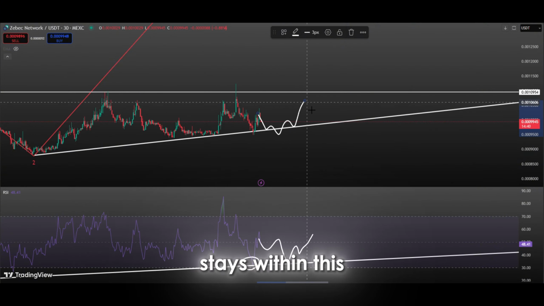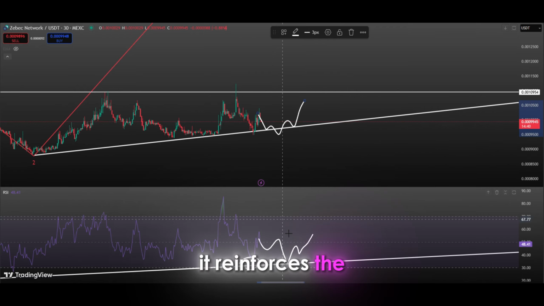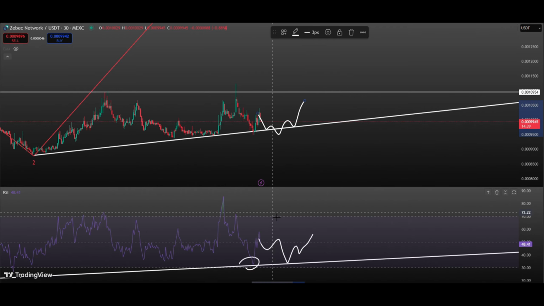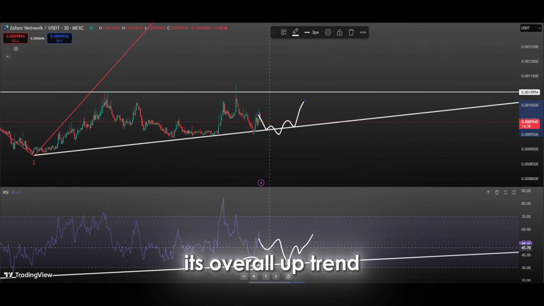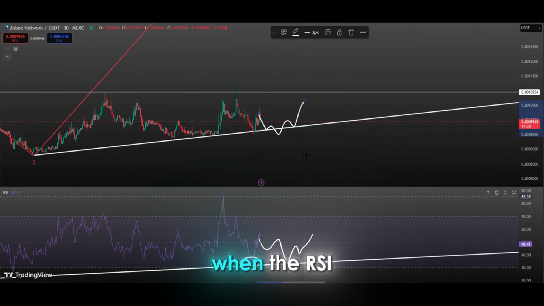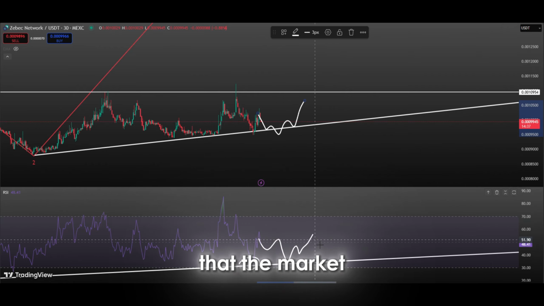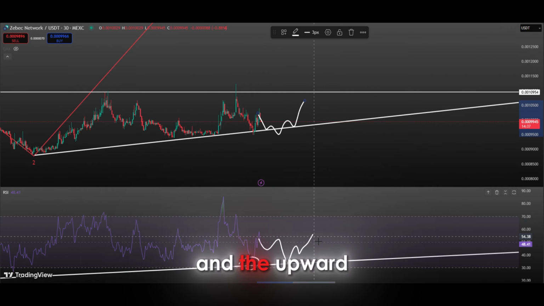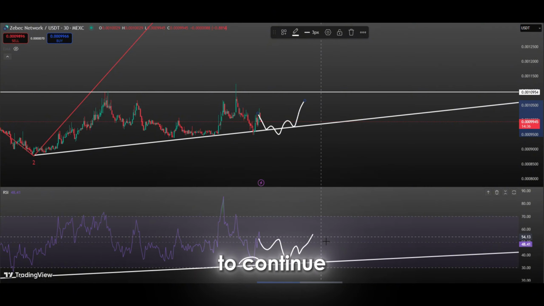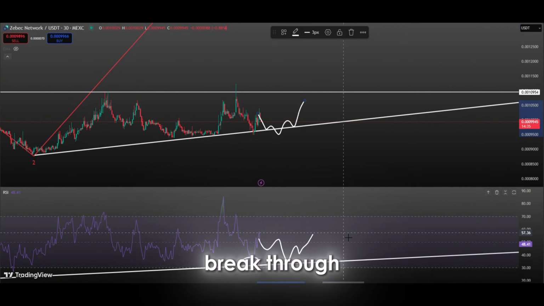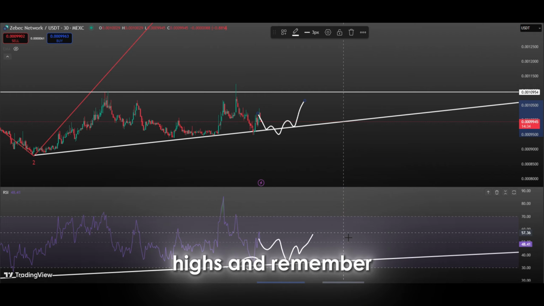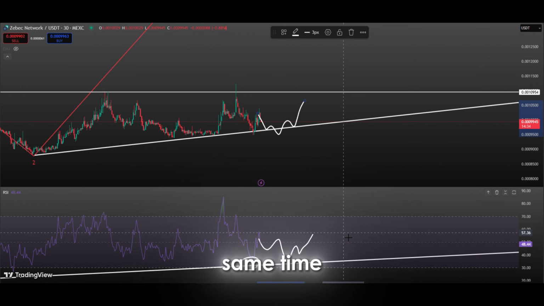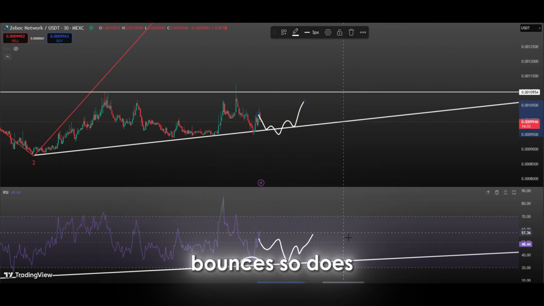If the RSI stays within this uptrend, it reinforces the positive sentiment on the market. Traders prefer to buy at such support levels, which helps the price to continue its overall uptrend. When the RSI comes back to these levels, it's a sign that the market is recovering strongly, and the upward movement is likely to continue. This means that the price may break through an important resistance level and make new highs. And remember that the RSI and the price move at the same time. If the RSI bounces, so does the price.